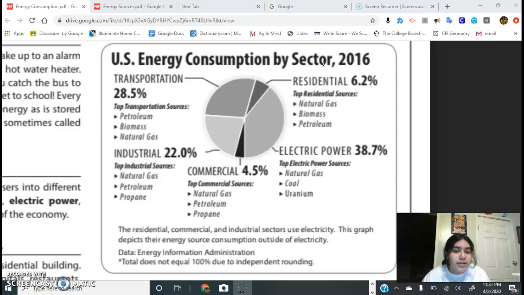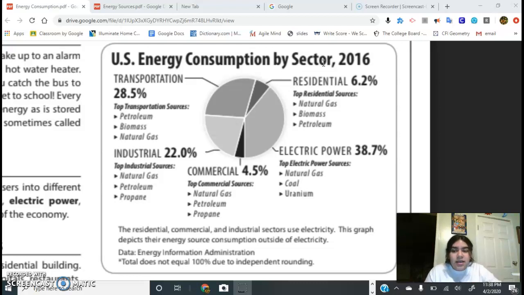Now the lowest sectors are residential and commercial, and these sectors consist of buildings such as schools, our homes, restaurants, and other buildings like that. Transportation are trains, airplanes, cars, trucks. Industrial are the ones that do the processing of the hot and cold, like to heat up things. And the electric power is the appliances that we use.